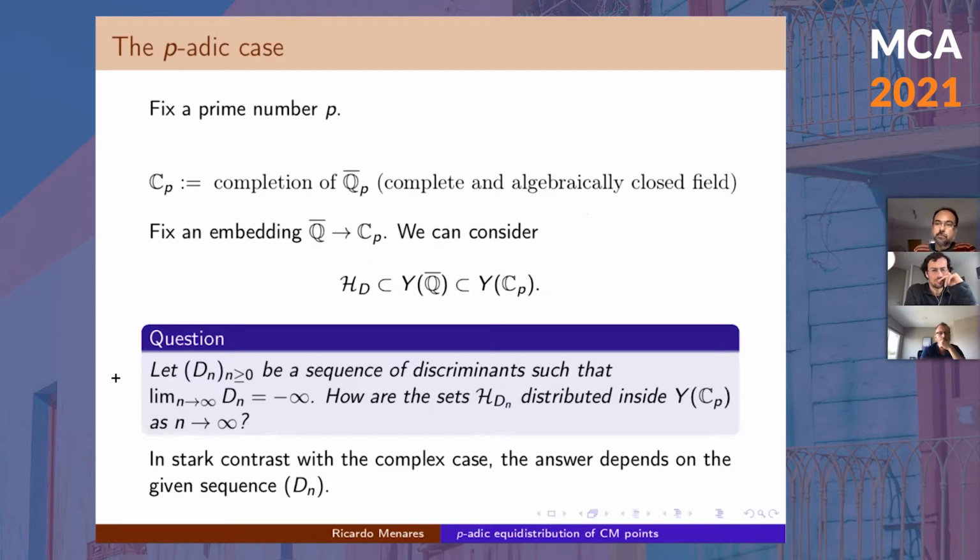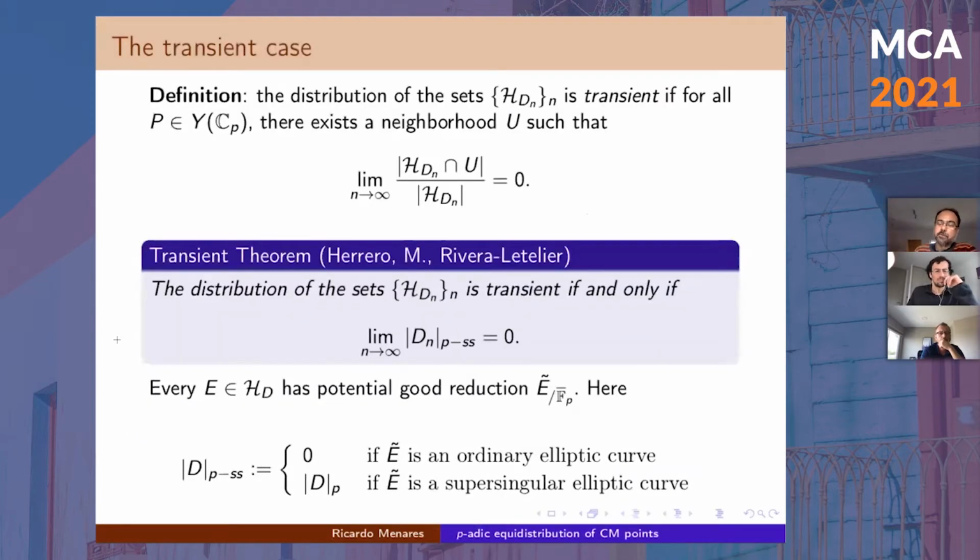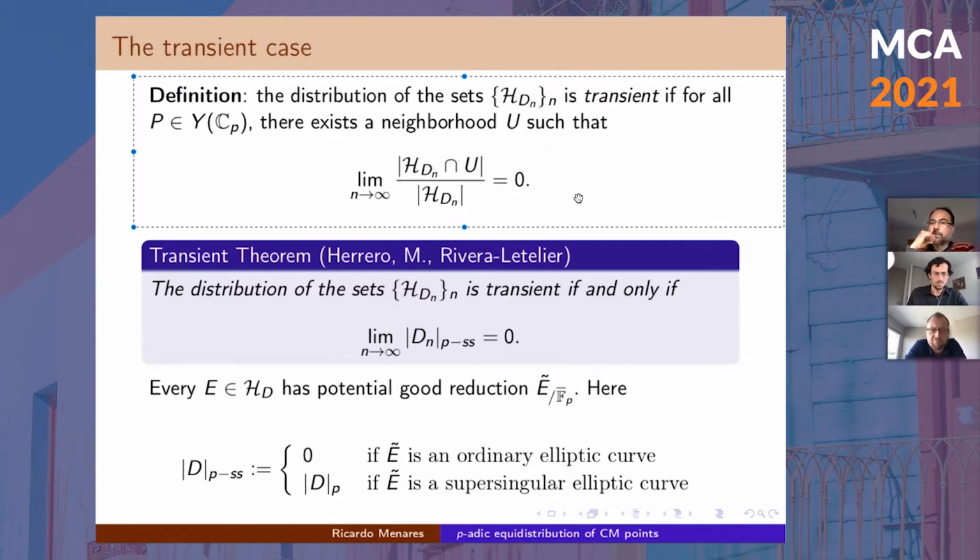Okay, so there will be essentially two types of results. I will start with what we call the transient case. So what's transient? By definition, the distribution of the sets HDN will be called transient if for every point in the complex p-adic modular curve, there exists a neighborhood U such that if you count the proportion of CM points falling inside U, then this proportion goes to 0 as n goes to infinity.